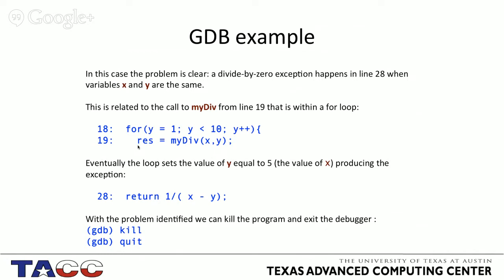So as I said, it's a divide by 0 problem. This is one of the ones that's simple to see. You type where, you look at it, oh, look, there's a division with X and Y. If I print X and Y, I bet they're equal. So you see that, then you can immediately go back and fix the code.